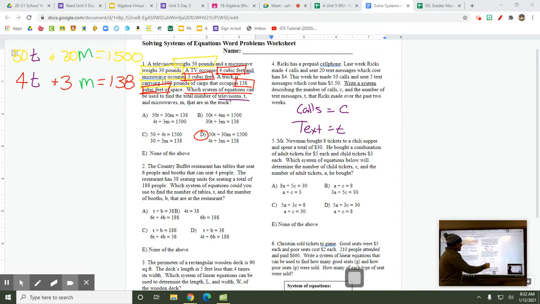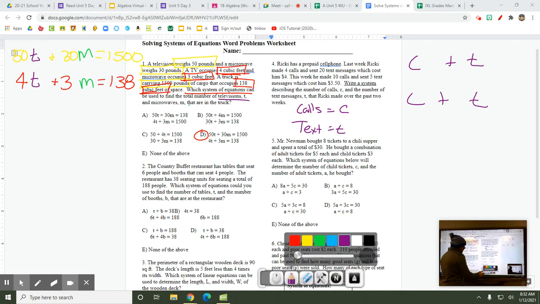Okay? So I have C and T, and I know that's going to be C plus T, C plus T. Okay? So let's figure this out here. This one's going to be a little different than the one we just had. Okay? So Ricky has a prepaid cell phone. Last week, Ricky made 4 calls and sent 20 text messages, which cost him $4.